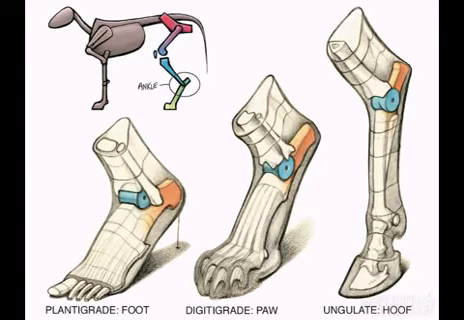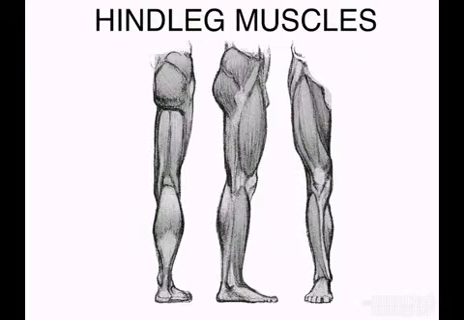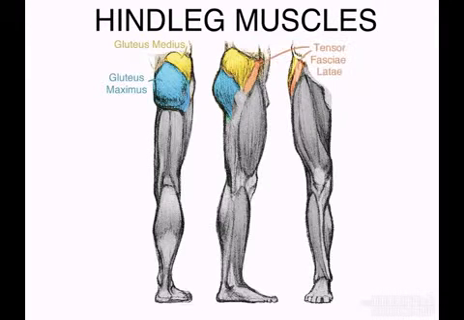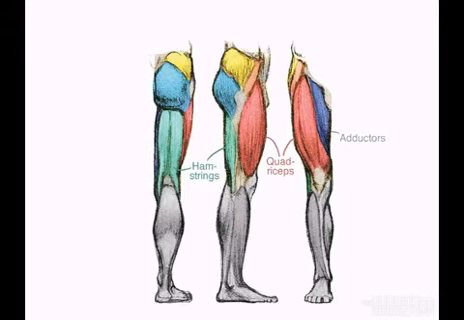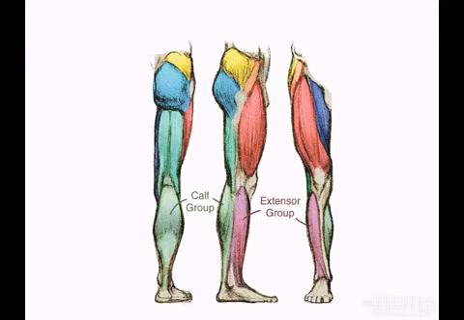Hind leg muscles. Let's begin with a human leg and look at the major groups. The hip group, which consists of 3 muscles, the gluteus maximus, the gluteus medius, and the tensor muscle. The thigh group, made up of the quadriceps, the hamstrings, and the adductors. On a human, these are obvious because our upper legs aren't buried in our body like an animal's. Lower leg has the calf group and the extensor group. Those are the major groups.